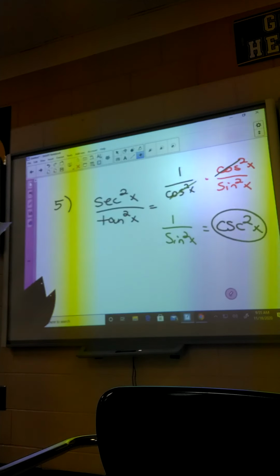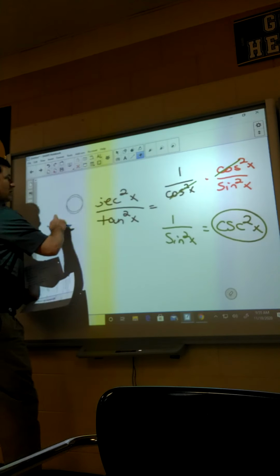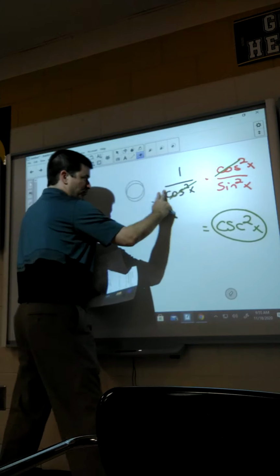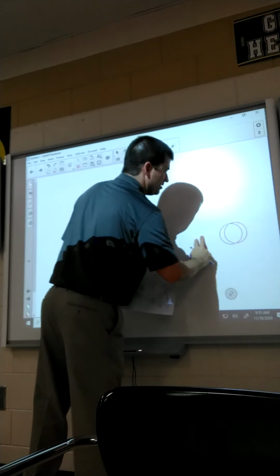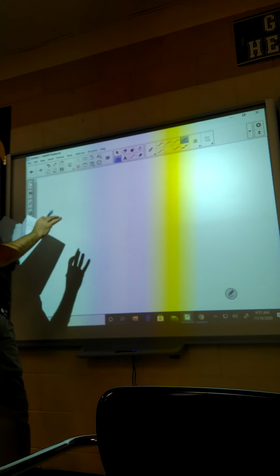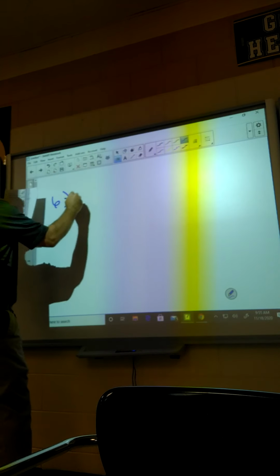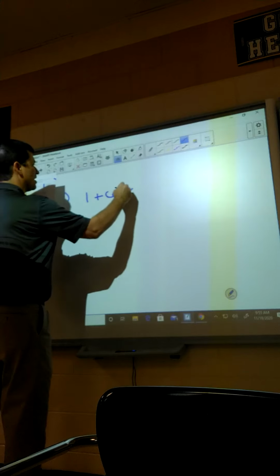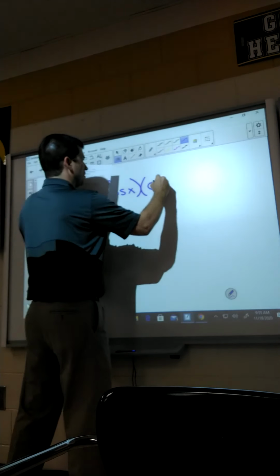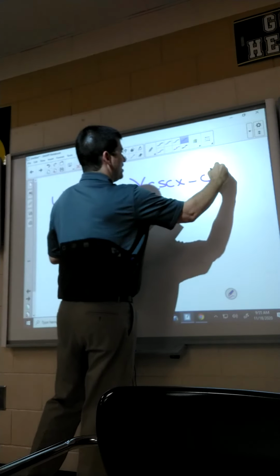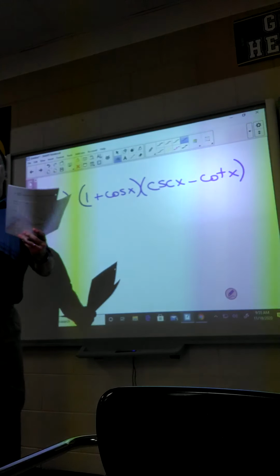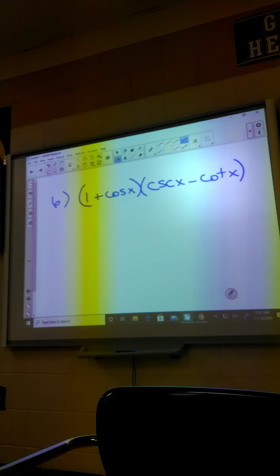All right, so we agree the first 5 problems are pretty easy, problems we've done all week so far. Now, number 6, guys, is most definitely on the test, and we've only seen about 3 of them this week. So, 1 plus cosine x over cosecant x minus cotangent x. This is full method. All right, we've done a couple of these.